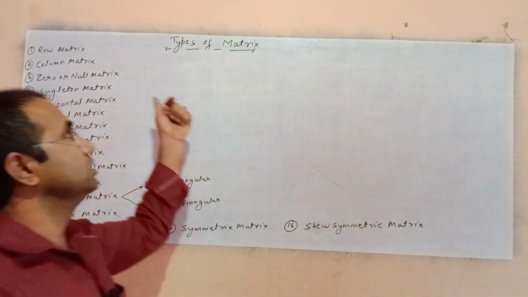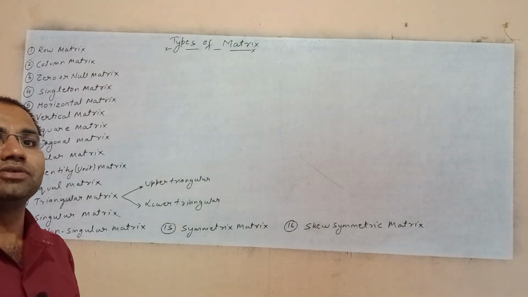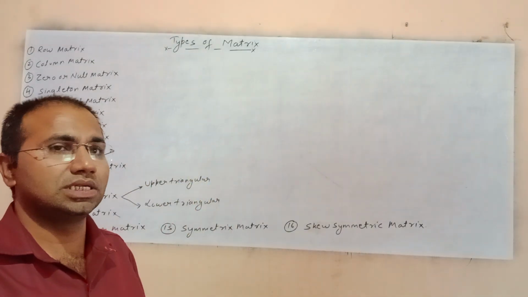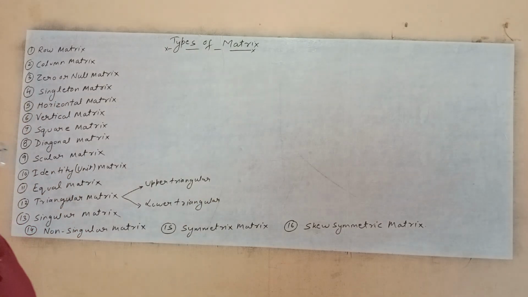See here what is written, types of matrix. So today we are going to learn how many types of matrix there are, and how we will define a particular type of matrix.